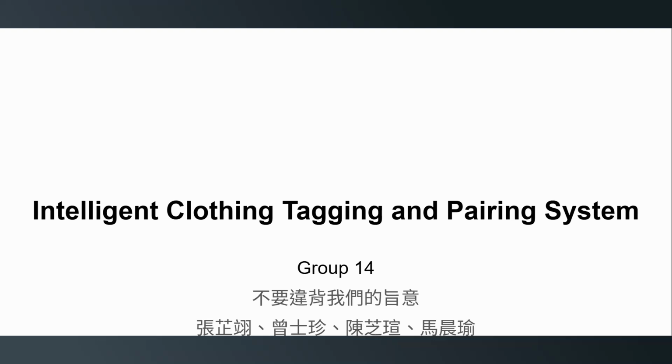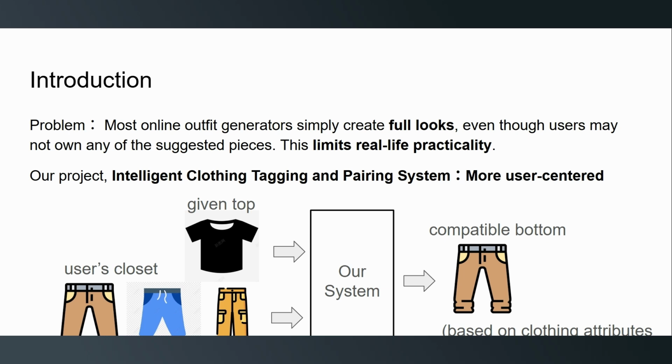大家好，我们的组名是不要违背我们的旨意。我是张志毅。We are Group 14. Our topic is Intelligent Clothing Tagging and Pairing System. Let's briefly introduce our system.